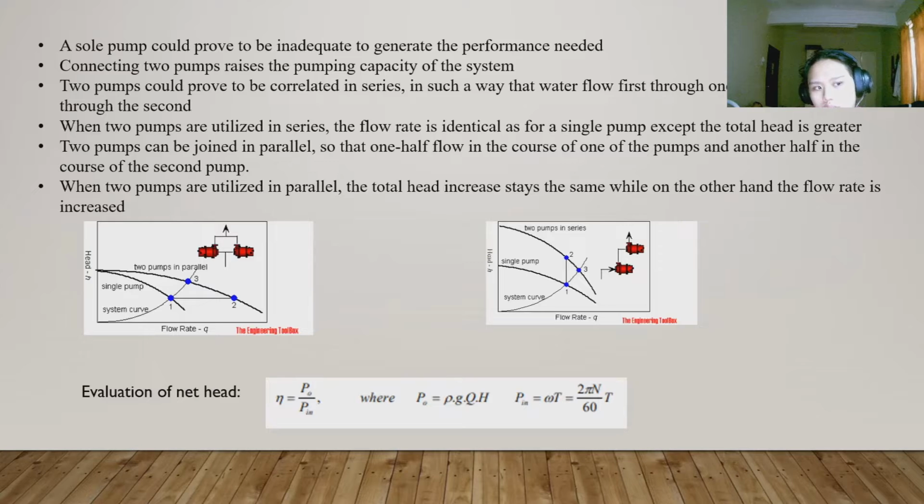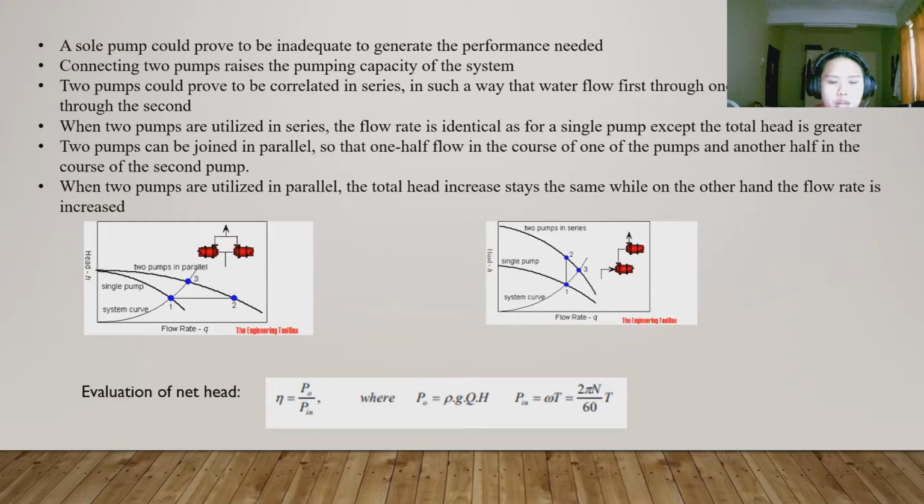Okay, so a single pump could prove to be inadequate to generate the performance needed. By connecting two pumps, it raises the pumping capacity of the system. Two pumps could be connected in series in such a way that water flows first through one pump and then through the second. When two pumps are utilized in series, the flow rate is identical to that of a single pump, except the total head is greater.